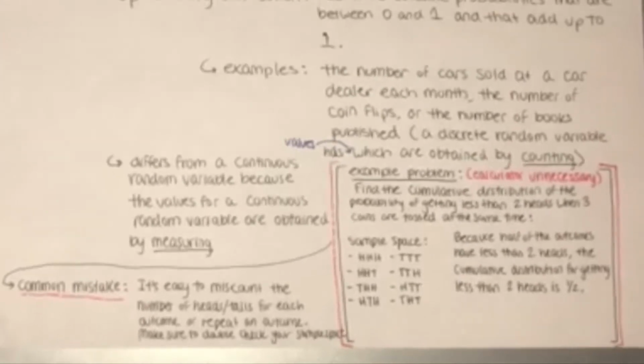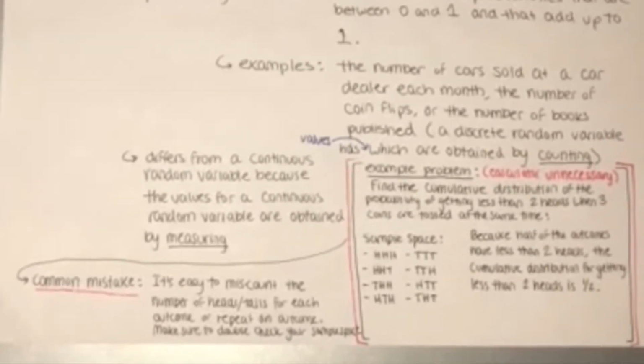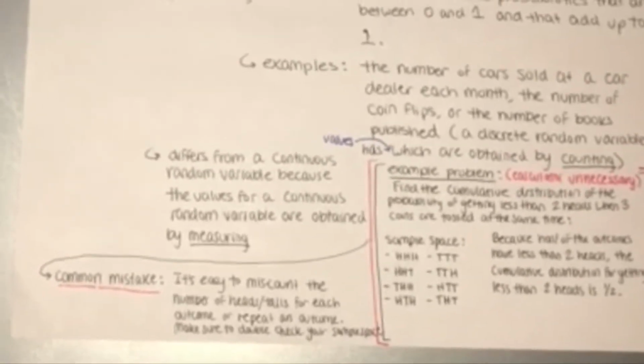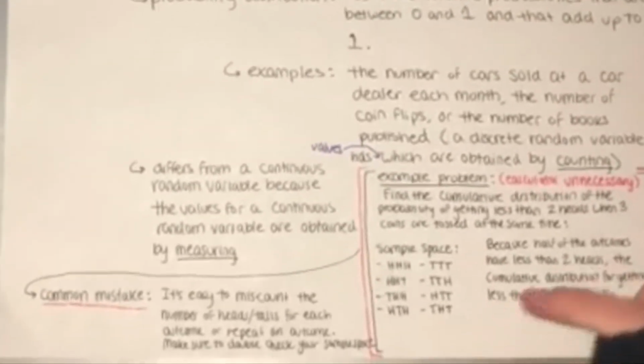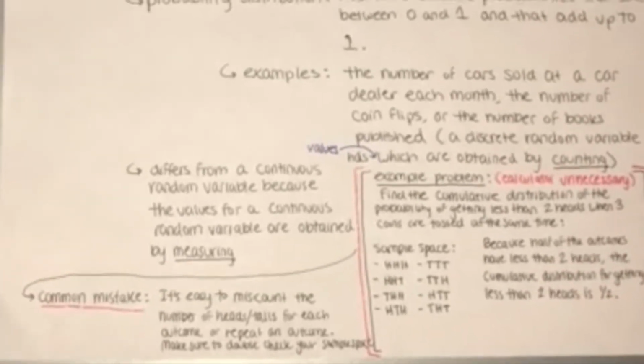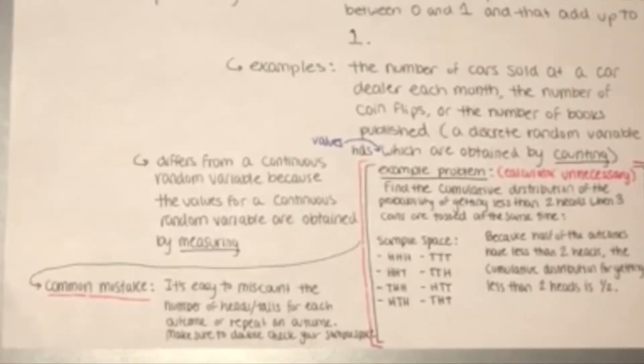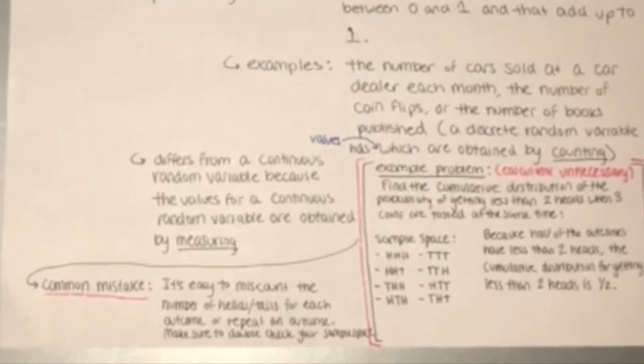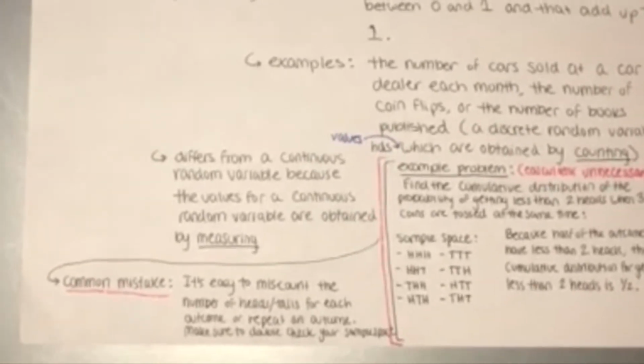An example problem could be: find the cumulative distribution of the probability of getting less than 2 heads when 3 coins are tossed at the same time. So you would write out the sample space, so all the outcomes that are possible, and here we have 8, and because half of the outcomes have less than 2 heads, the cumulative distribution for getting less than 2 heads is 1/2. A common mistake could be that it's easy to miscount the number of heads/tails for an outcome or repeat an outcome. Make sure to double check your sample space.